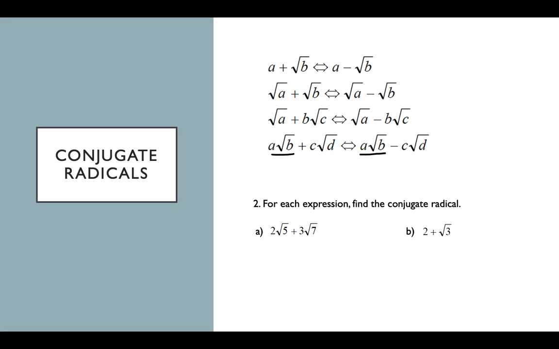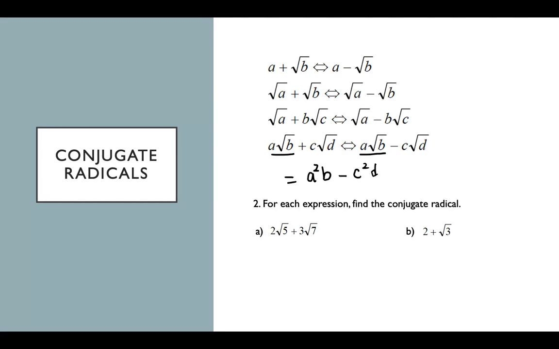These first two terms, when you multiply, become a squared, and square root b times square root b becomes b, minus c times c is c squared, and square root d times square root d gives you d. Okay. Much easier than doing the long way of foiling, and this way you get rid of the radical sign.